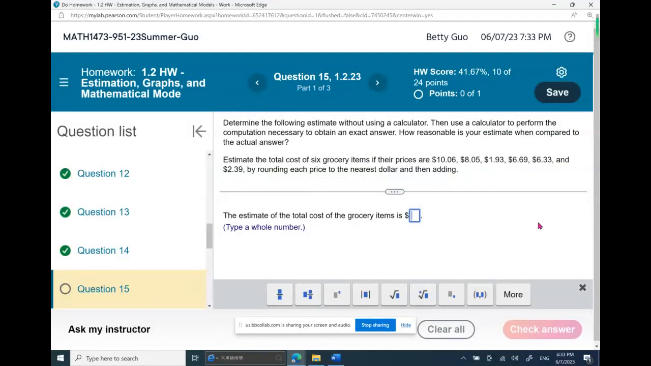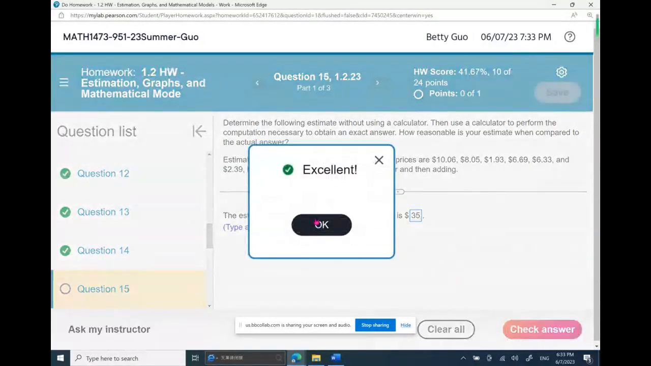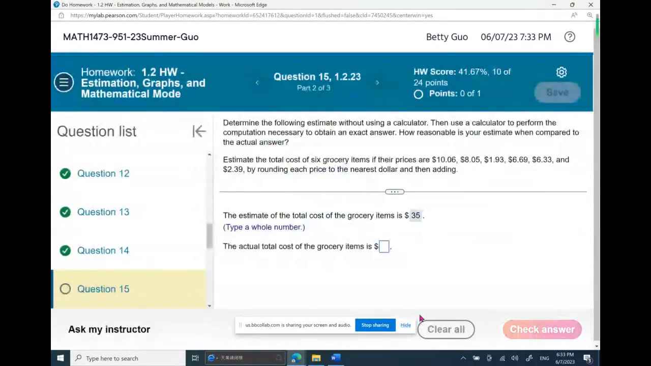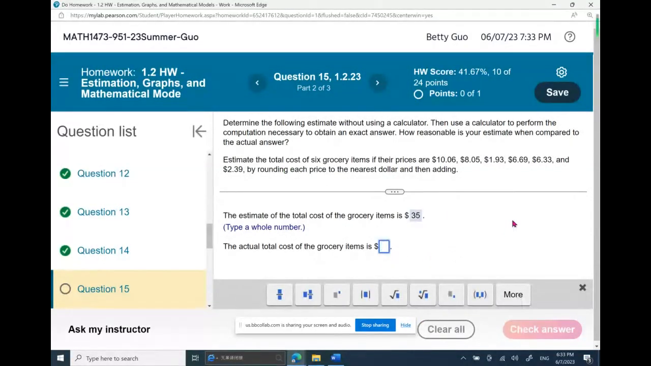Okay, this first one $10 and then $8, so 18. 18 plus 2, 20. 20 plus 7, 27. 27 plus 6, 33. 33 plus 2, 35. Yeah, so the estimation is 35. So if you have your receipt, if you round them like that to the nearest dollar and quickly add them up, you can quickly get the estimation of your cost for the purchase, right? Yeah. The actual cost.